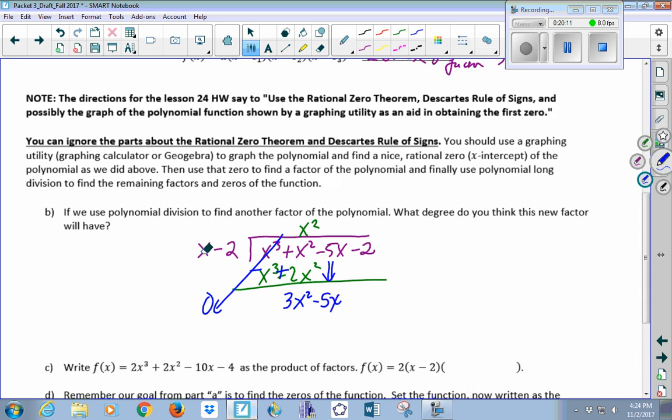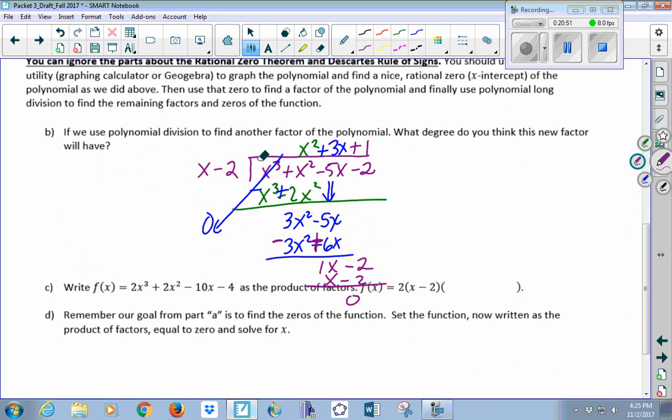And now I say, how many times does x go into 3x squared? My answer is plus 3x. And now I take 3x and multiply it by x. I get 3x squared. I take 3x and I multiply it by negative 2, and I get negative 6x. And when I subtract that, I have to change signs on both of these, and now I get 1x minus 2. And isn't that beautiful? Because it matches the divisor. So x minus 2 goes into x minus 2 one time, x minus 2, and when I subtract that, I get 0. So now I know two of the factors.